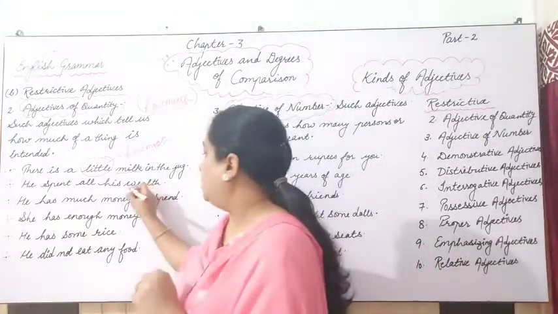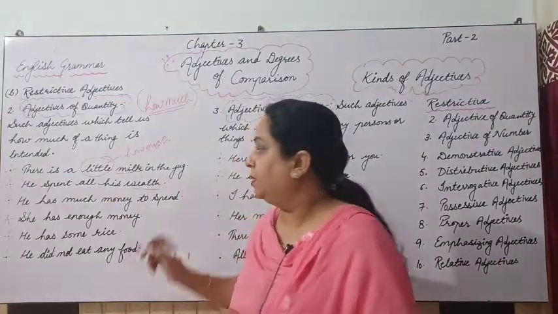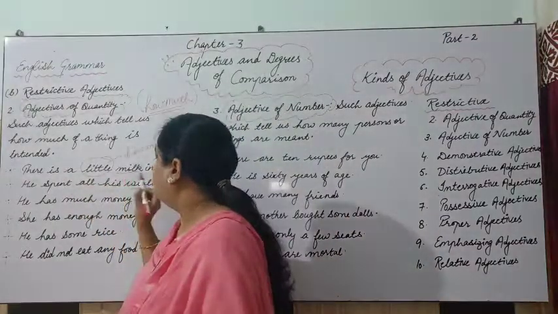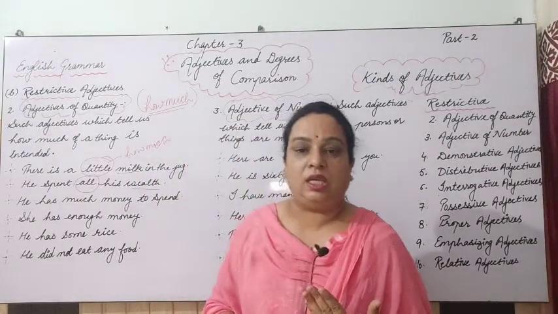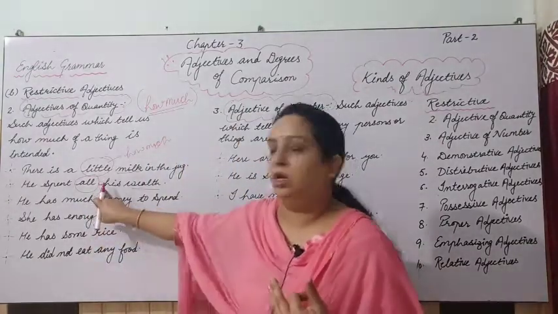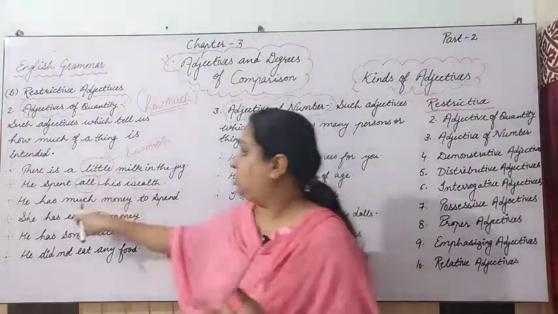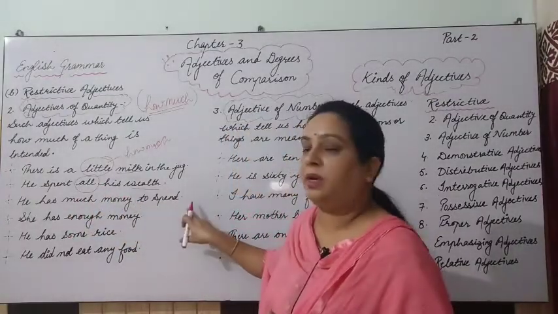Wealth is a noun, we are talking about wealth here, in "spent all his wealth." So this word "all" is telling us how much wealth he spent. So the answer is "all."